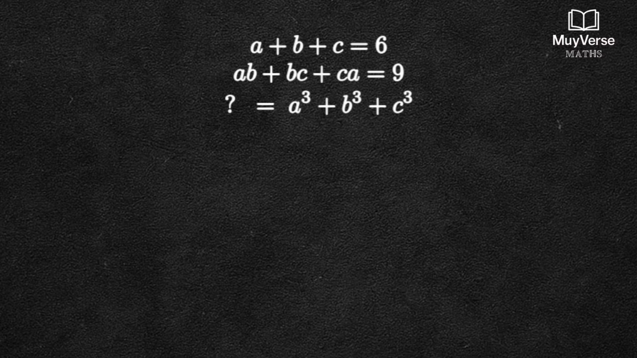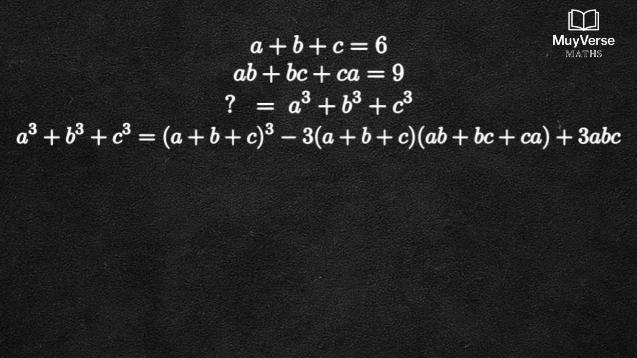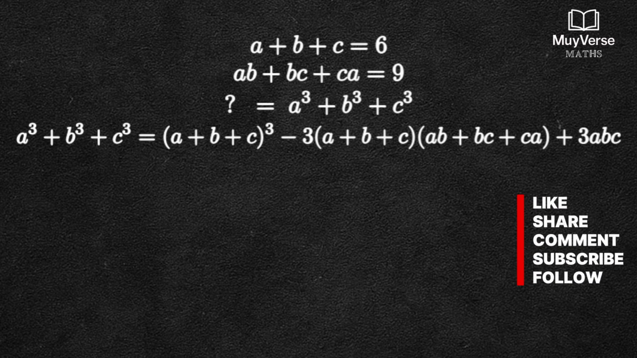Use the identity: a cubed plus b cubed plus c cubed equals (a plus b plus c) cubed minus 3 times (a plus b plus c) times (ab plus bc plus ca) plus 3abc.